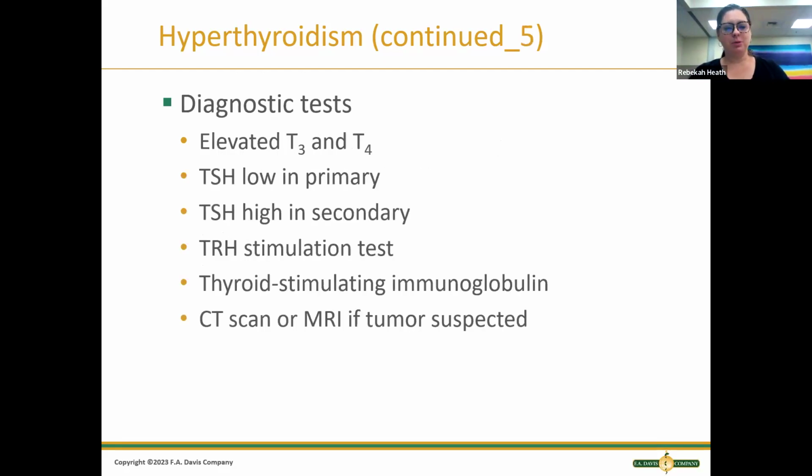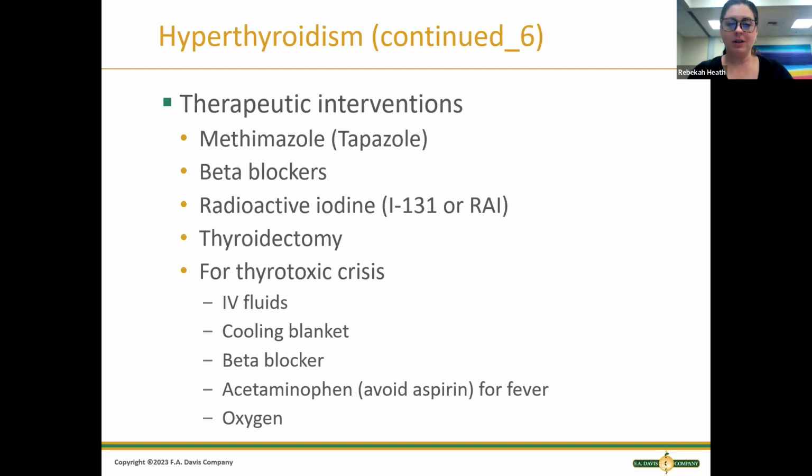Diagnostic tests are pretty similar to hypothyroidism. We're going to check their thyroid levels. What are your thyroid stimulating levels? Maybe some scans to see what's causing it. Our interventions, we're going to give some things to slow down what's happening. We're going to try to slow down the heart rate, slow down the blood pressure. We're also going to take out that thyroid or do something to help prevent it from producing so much thyroid hormone. If they're in that crisis, we're also going to do whatever else they need.